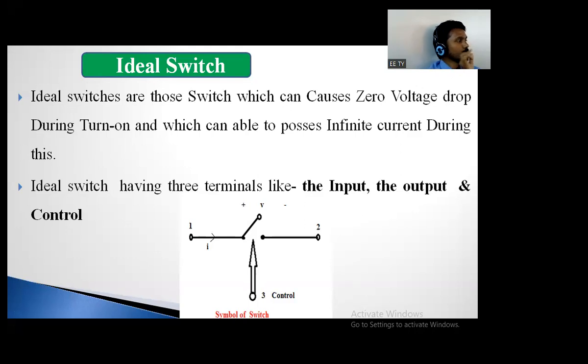And maximum current is flowing through that switch. That switch can be called an ideal switch because no voltage drop means losses are also zero. So that type of switch can be called an ideal switch. Clear? So obviously the efficiency of that switch is 100%. So next point.